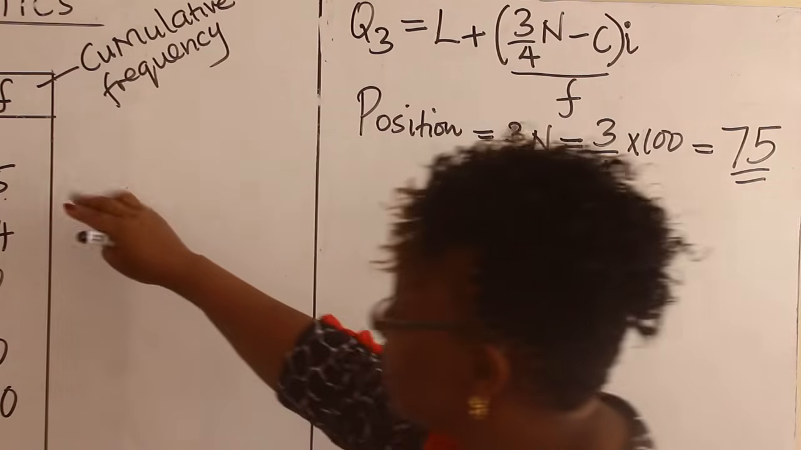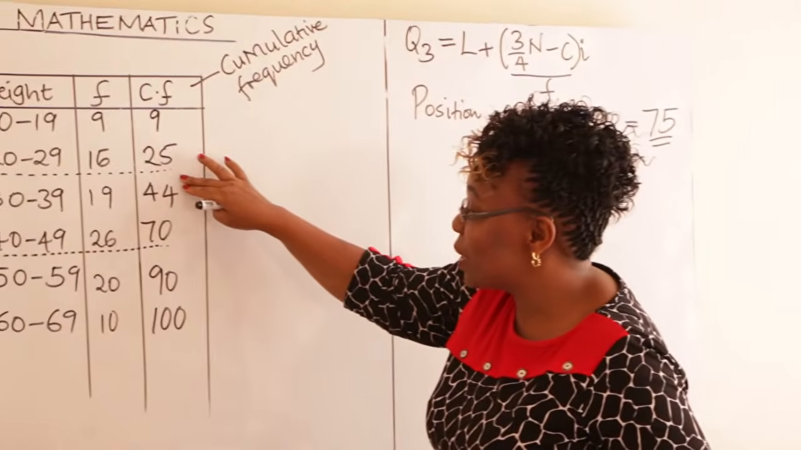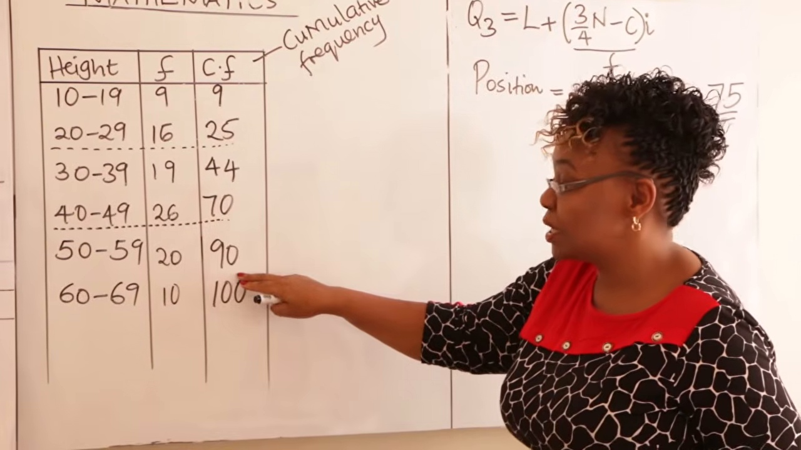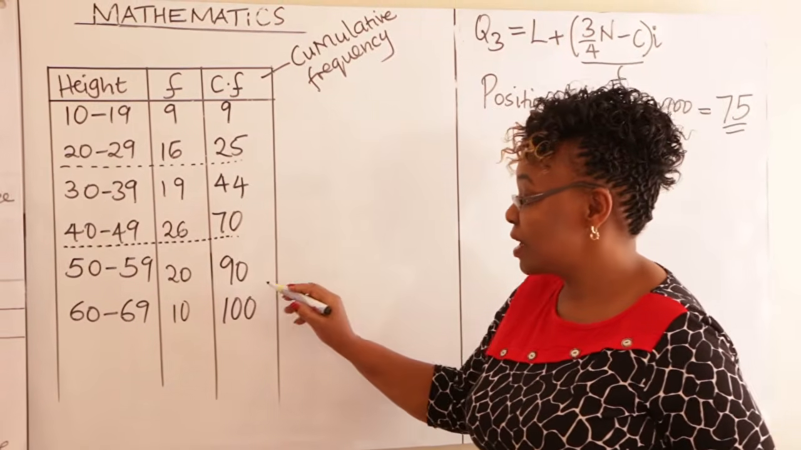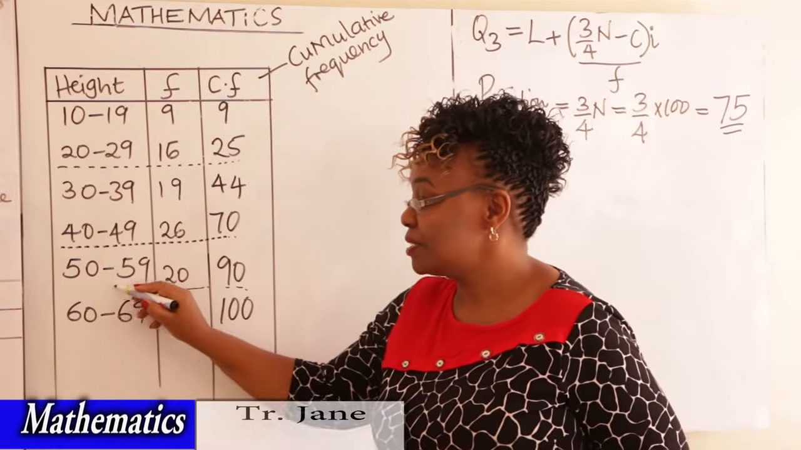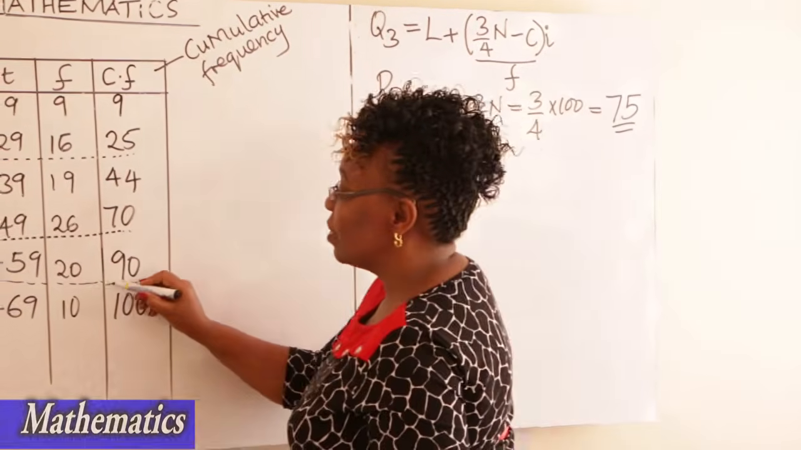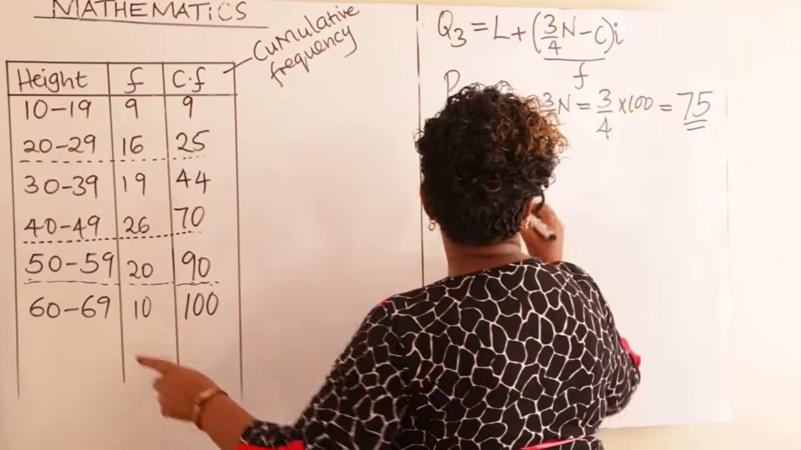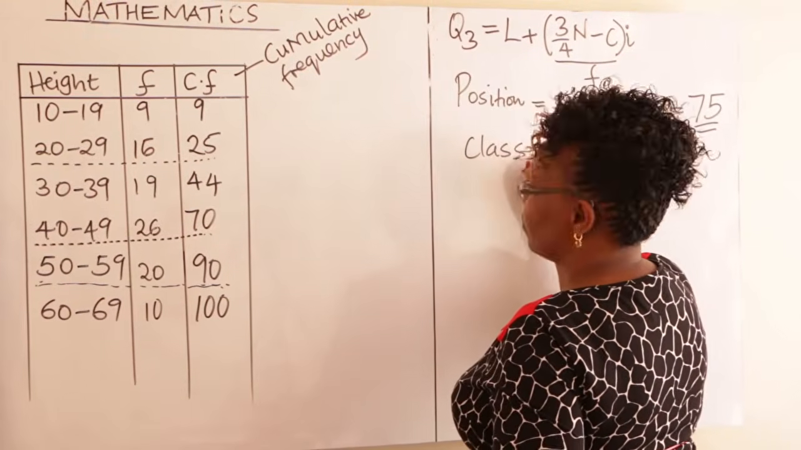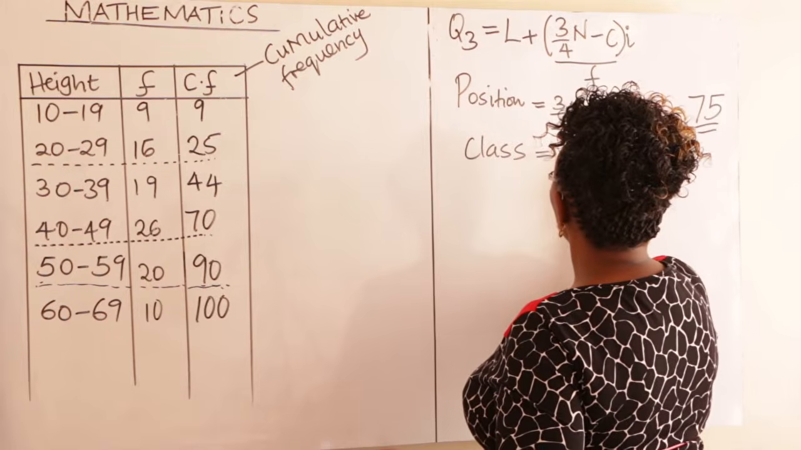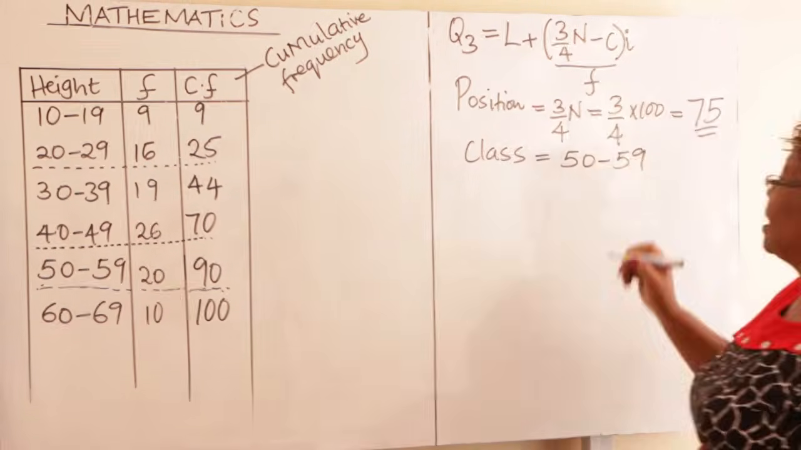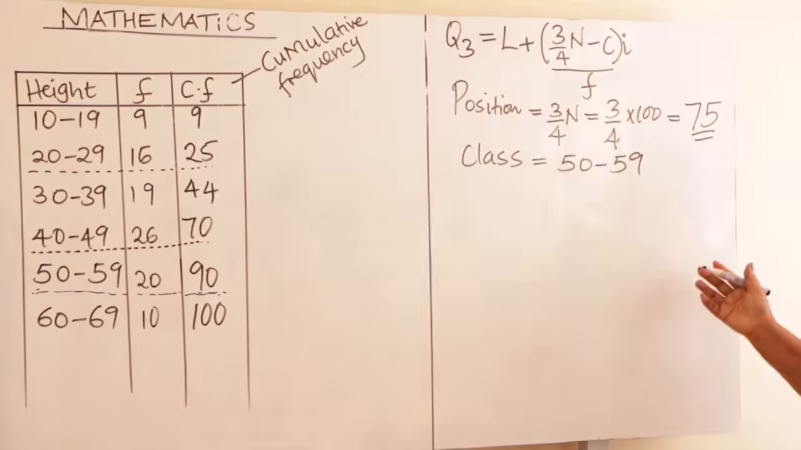You come here to the cumulative frequency. Where will 75 land on? It lands on this, and therefore you identify that row. Meaning that you are dealing with which class? You are dealing with your class 50 to 59. Your class is 50 to 59.